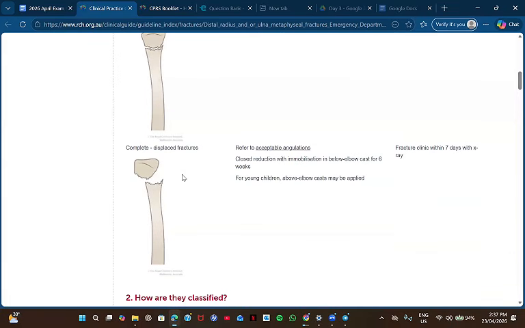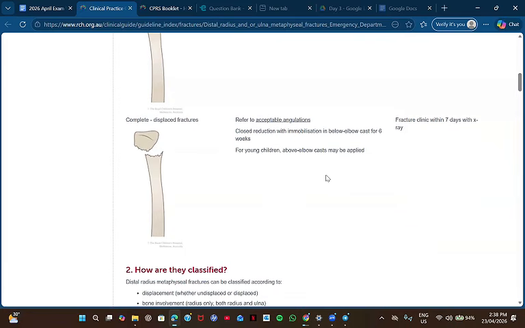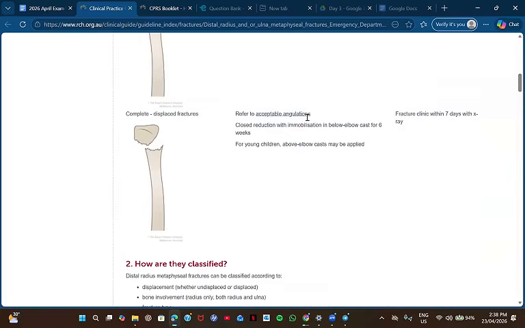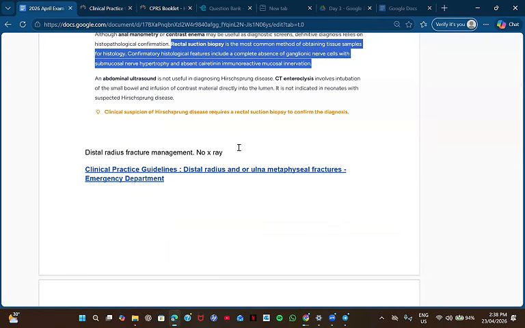So for a complete displaced fracture, you have to do the closed reduction with immobilization, below elbow cast for 6 weeks, right? This is the general idea for most of the fractures, because we have discussed so many types of fractures in March recalls, right, doctor? So what is the final conclusion you can get from this fracture management? Just a simple conclusion.